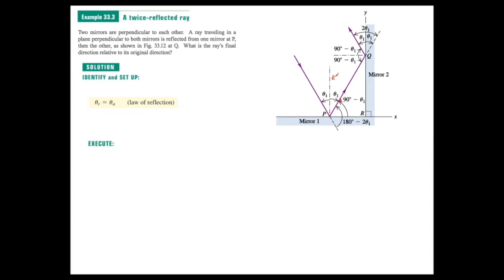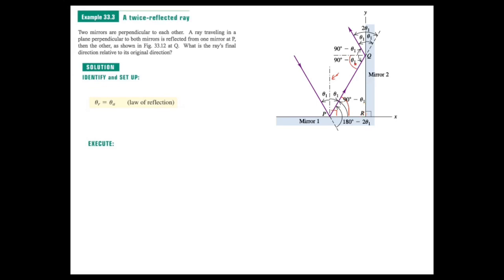Then it bounces off with the same angle, except on the right-hand side of the normal, and then it's going to bounce off of mirror 2. Notice that this angle from here to here, to the x-axis, is 90 minus theta 1, since this is a right angle. And if this angle is 90 minus theta 1, then this angle also has to be 90 minus theta 1. And the reason, of course, is that this normal is parallel to the x-axis.